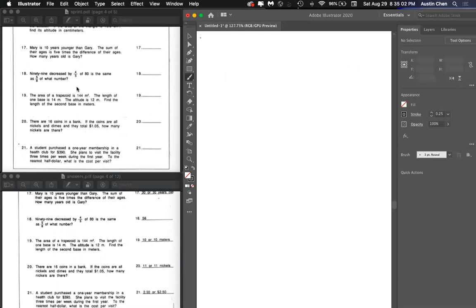19, the area of a trapezoid is 144 meters cubed. The length of one base is 14 meters. The altitude is 12 meters. Find the length of the second base in meters. Okay, so we have one base is 14. The altitude is 12. And we want to find the second base.